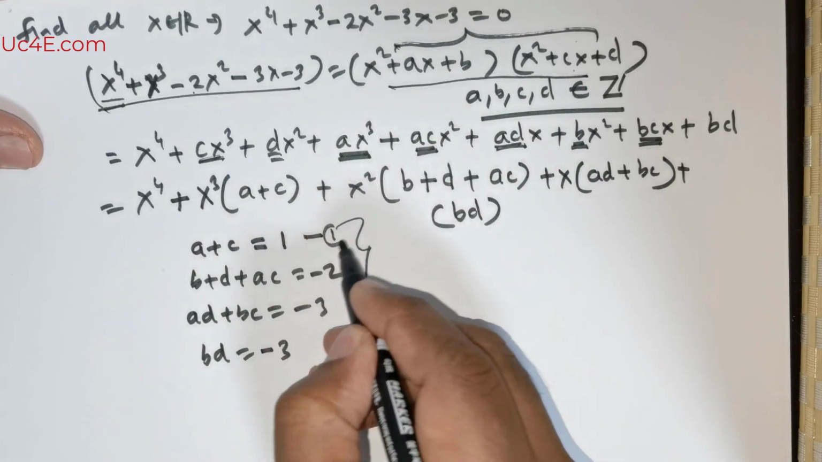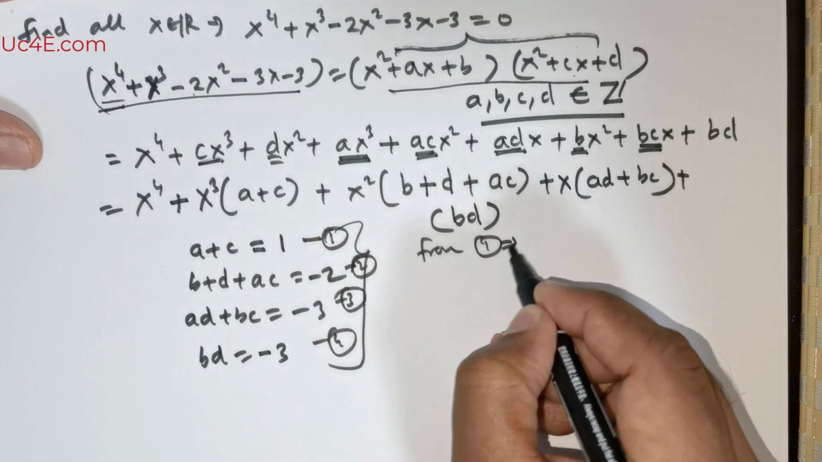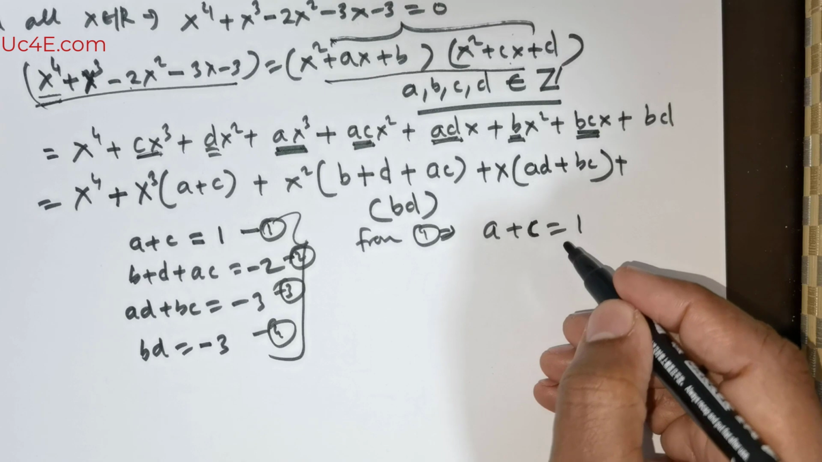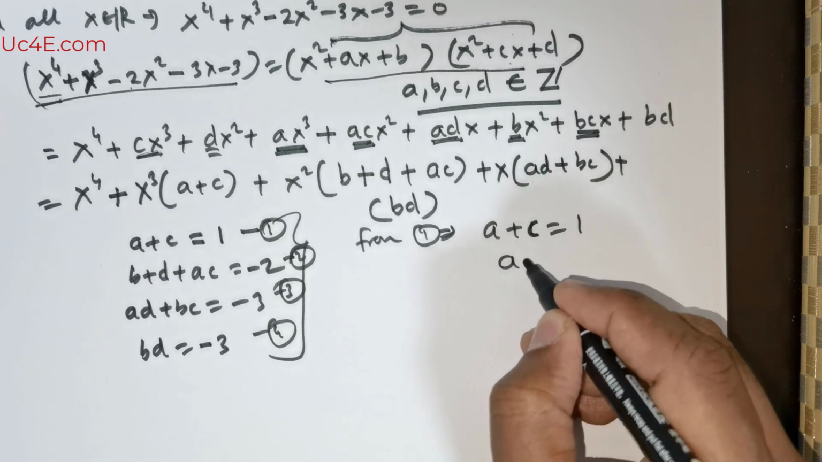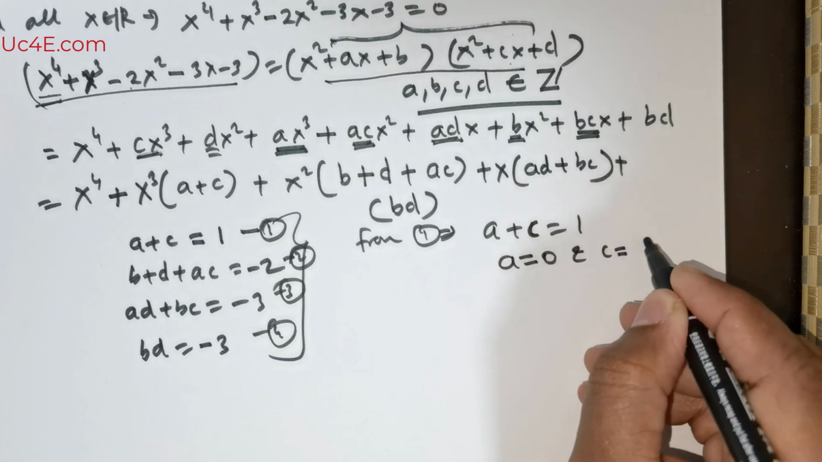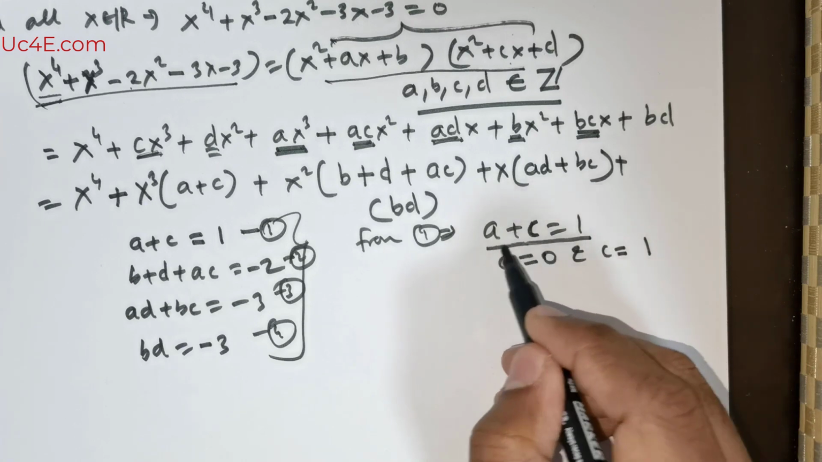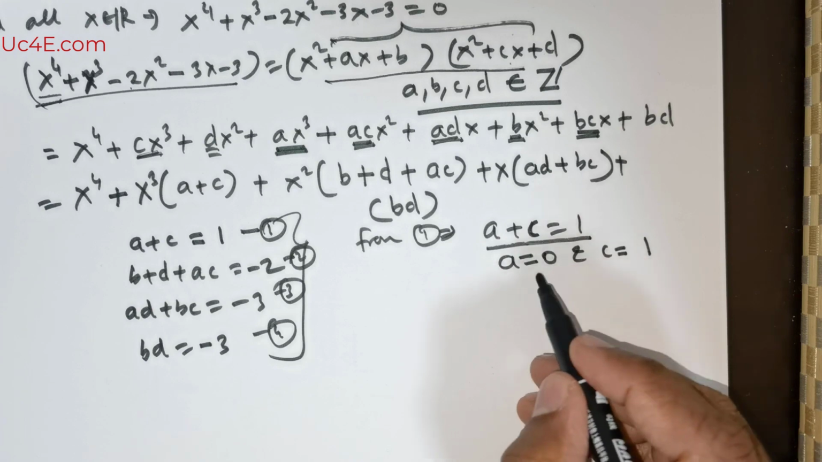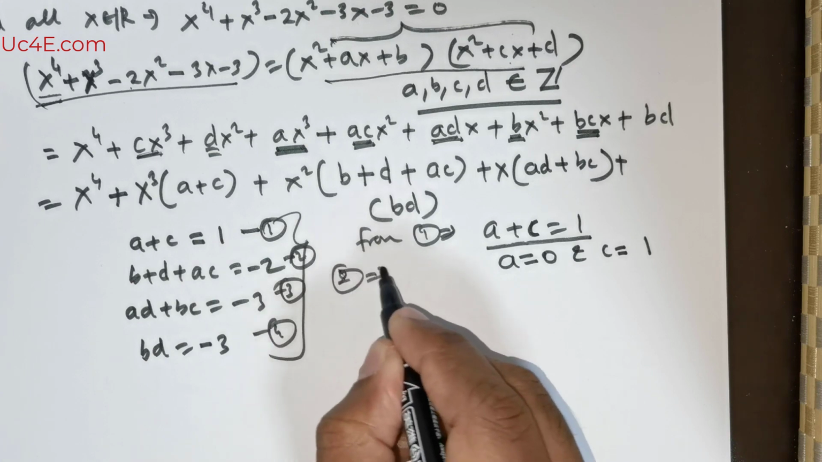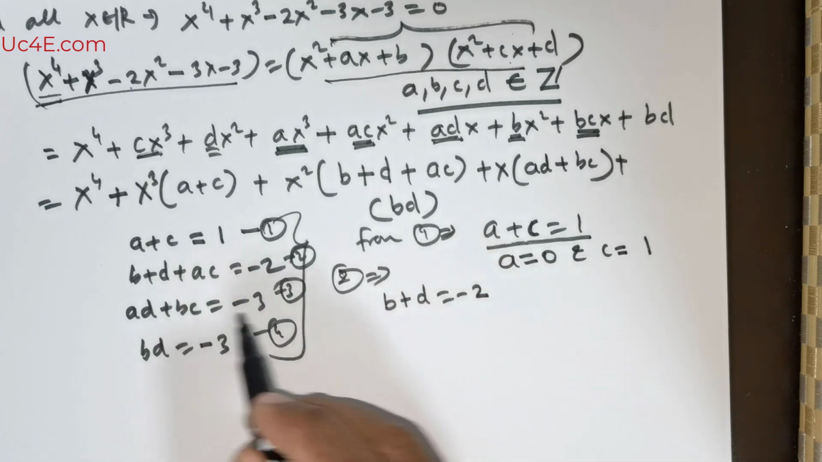Now, if I take these as equation 1, equation 2, equation 3 and equation 4, from 1, what is the requirement? a plus c is equal to 1. When is it possible? Of course, this is possible for this condition: a is equal to 0 and c is equal to 1. If I take a is equal to 0 and c is equal to 1, I can clearly get left hand side equal to right hand side. Now having set a is equal to 0, if I substitute into 2, a is equal to 0, so what do I get? I get b plus d is equal to negative 2. This is what I am getting.